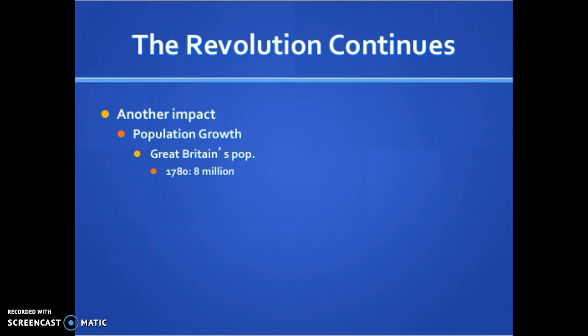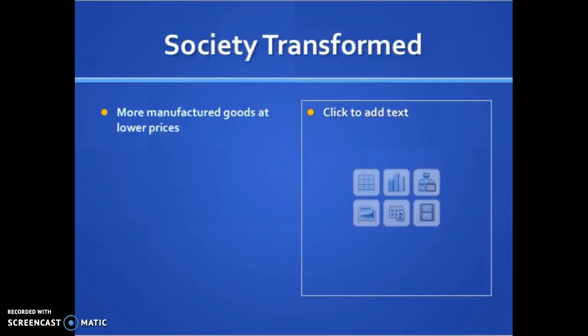Now, another impact of the Industrial Revolution will be population growth. Great Britain's population, for example, in 1780 will be about 8 million people. By 1850, well into the Industrial Revolution, it will be 18 million people. It's more than doubled in size. By 1880, just 30 years later, it will be at 26 million people.